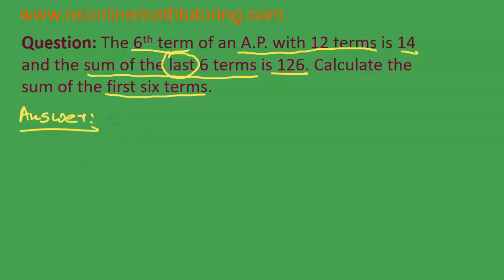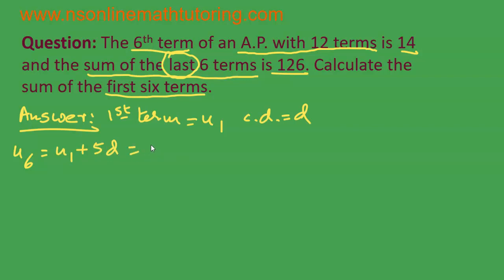Again, the first term is equal to u1 and the common difference is equal to d. Okay. Sixth term, that is u6, is equal to u1 plus 5d. This is equal to 14. Fine. And the sum of the last 6 terms.